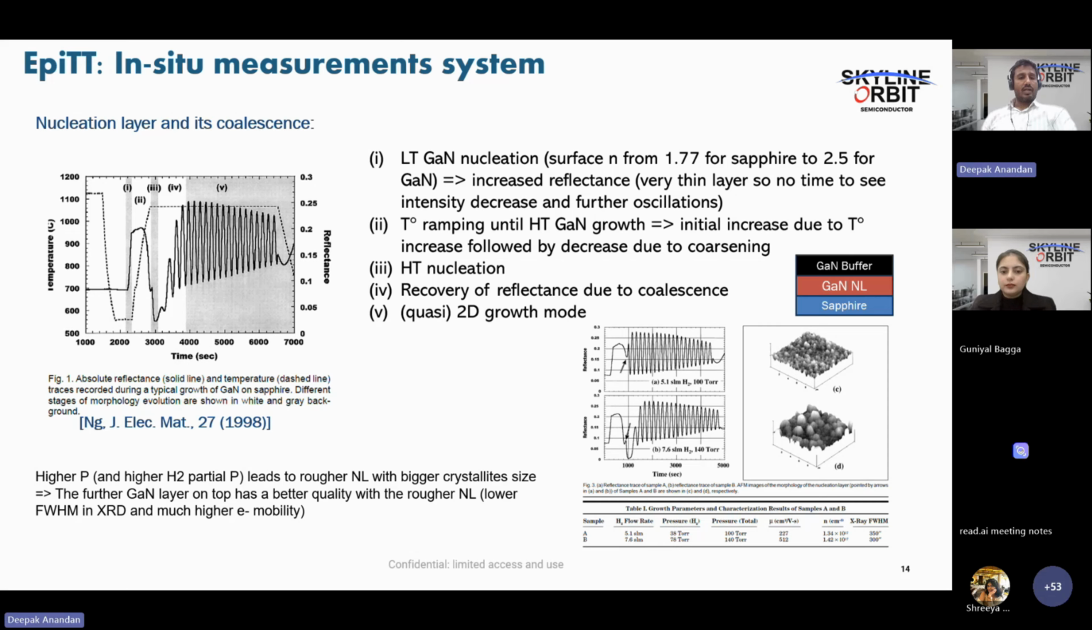And one more finding is that when you have a high partial pressure of H2, it leads to a rough nucleation layer. The rough nucleation layer is always better, so that it can improve the quality of the buffer, which gives the high 2DEG mobility.